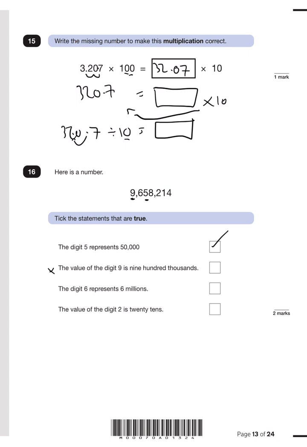The digit 6 represents 6 millions. 9,600,000 again, no, the 9 is the millions. The value of the digit 2 is 20 tens. 2, that's 200. Saying 20 tens, 20 times 10, is in fact 200, so that's correct.